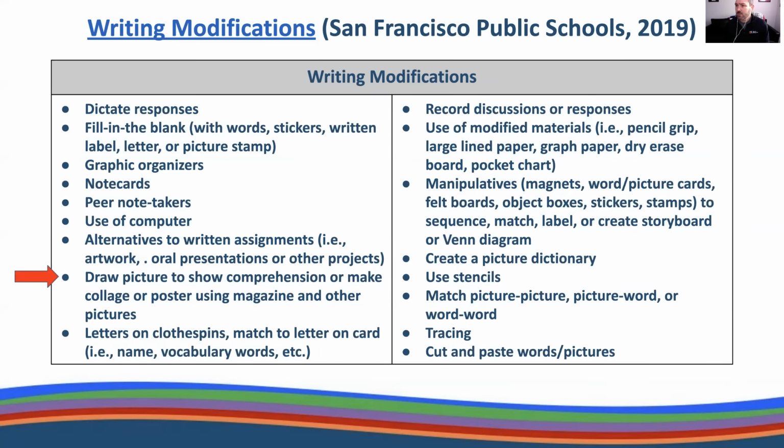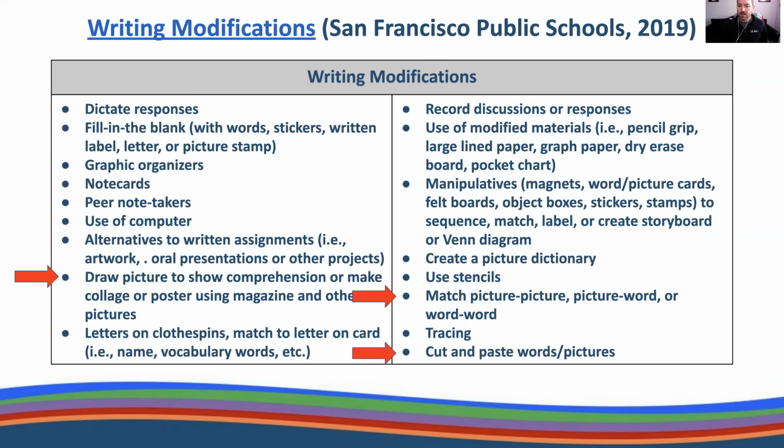For writing modifications, we can talk about drawing pictures to show comprehension, or making a collage or poster using a magazine and other pictures, right? Like changing what we're asking students to do to show understanding. It doesn't have to just be paper and pencil the whole time, and not everyone has to do the same thing. Again, matching pictures to pictures, pictures to words, or words to words. That is all a valid form of literacy. These are sometimes called pre-literacy skills. So we have to think outside the box about what counts as participation in these settings during these subject areas.